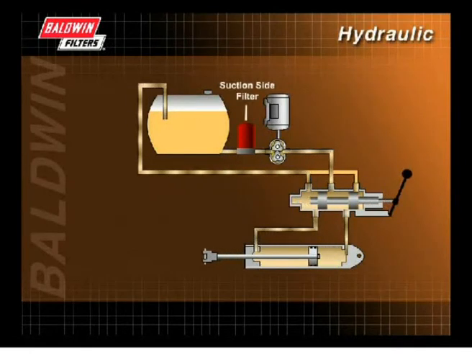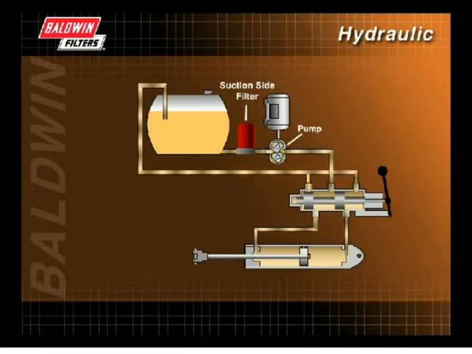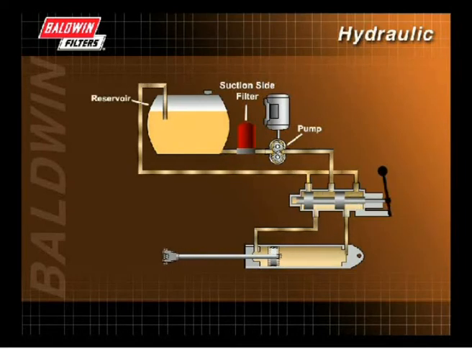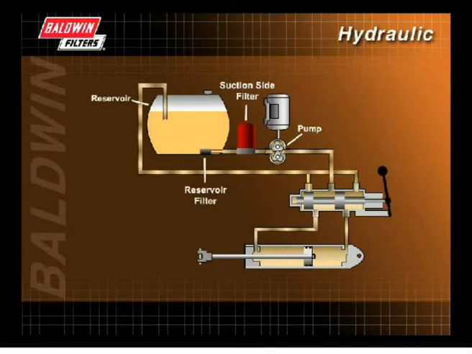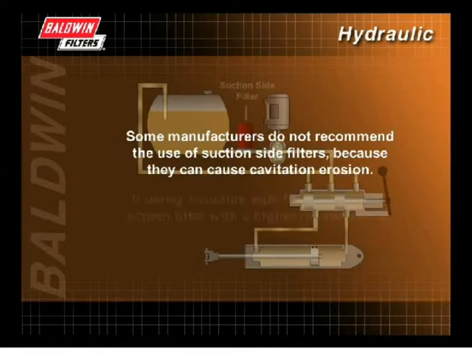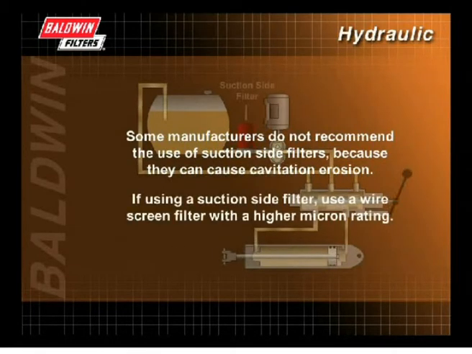Suction side filters, which are located before the hydraulic pump, protect the pump from contaminants in the fluid. Suction side filters may be located in the line between the reservoir and the pump, or may be a wire screen on the end of the pickup line in the reservoir. Some manufacturers do not recommend the use of suction side filters because they can cause cavitation erosion. If using a suction side filter, use a wire screen filter with a higher micron rating.